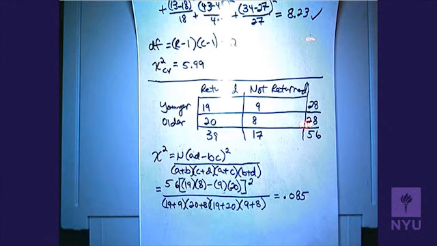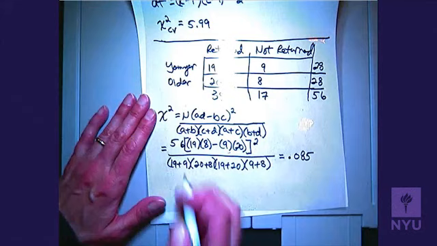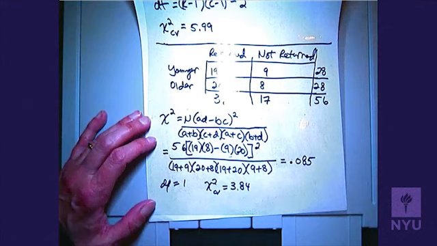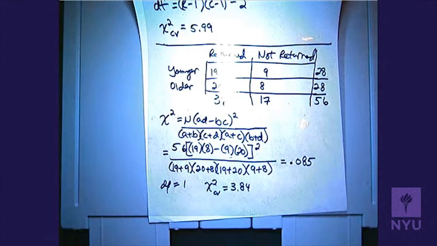Okay, so a chi-square of 0.085, what do you think, significant or not? Not likely. But just for completion's sake, my chi-square critical value would have how many degrees of freedom? Yeah, 1. The chi-square critical value is 3.84, so it's not significant. So what you're saying is that there doesn't seem to be any relationship between age and whether they return the letters or not. Okay? All right.